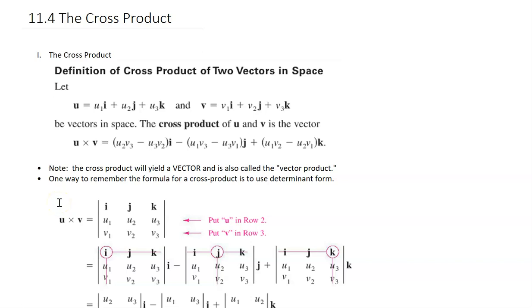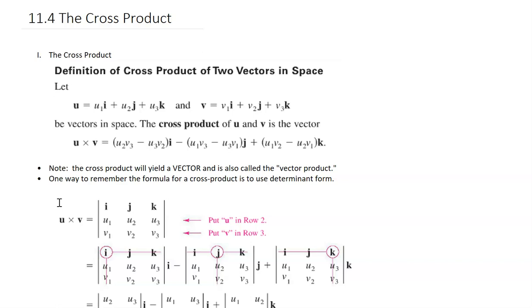Now we're going to look at the other way that you can multiply two vectors. And this works for both the plane and space. This is a product that results in a vector. So you'll sometimes see this called a vector product, whereas the dot product is called the scalar product because it results in a scalar.